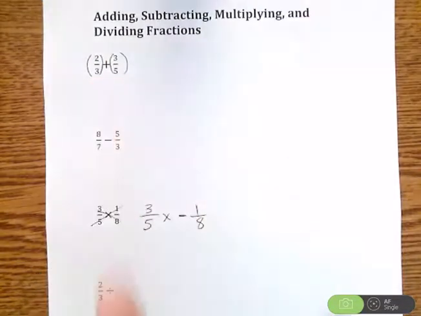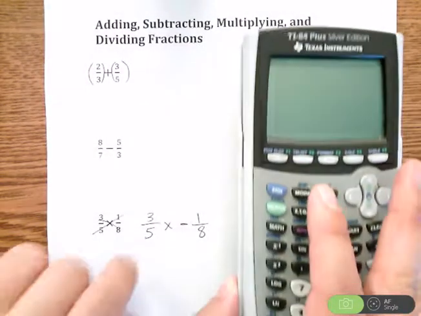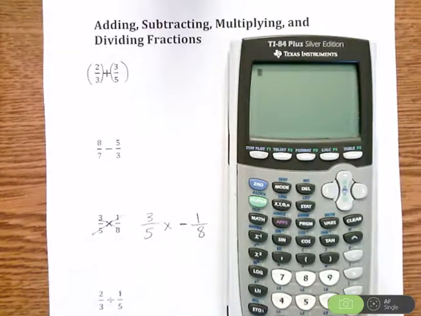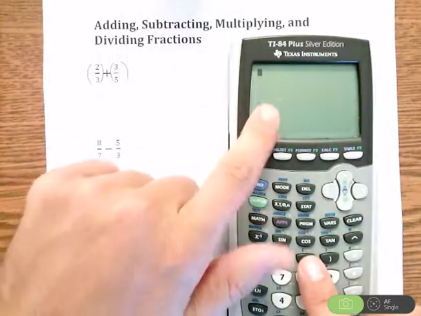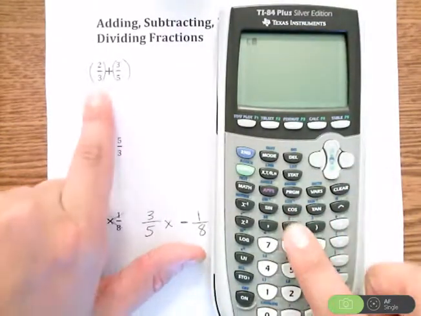So this first one, and again in class, I showed how you could do this by hand for adding, subtracting, multiplying, and dividing. But calculators do these problems a lot quicker, and since we're allowed calculators, we're going to use them. So I'm going to type in my calculator exactly what I see on the paper. I'm going to start with a parentheses.